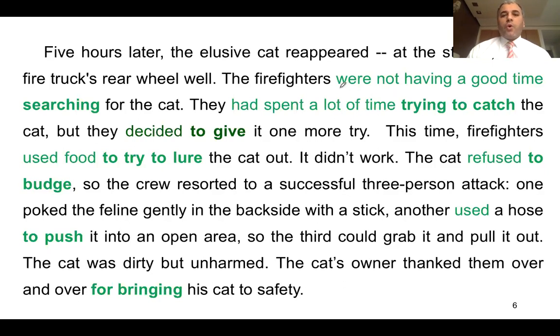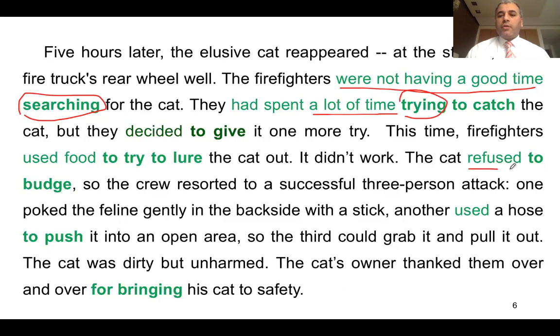So here we have, were not having a good time searching, okay? And then had spent a lot of time, and then you have trying, okay? Refused, you have this expression which is followed by to budge. Another used a house, to push it. And then you have for bringing.